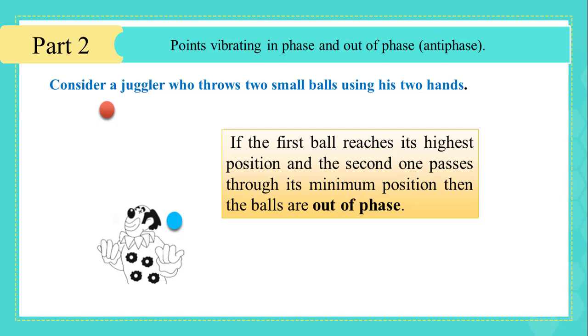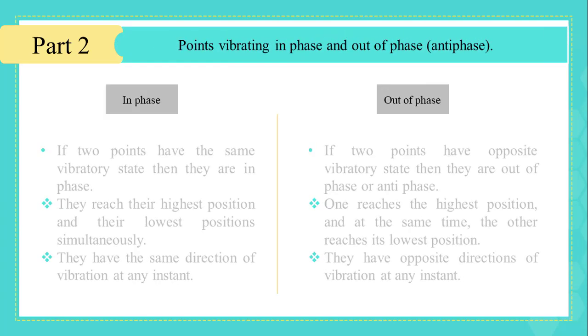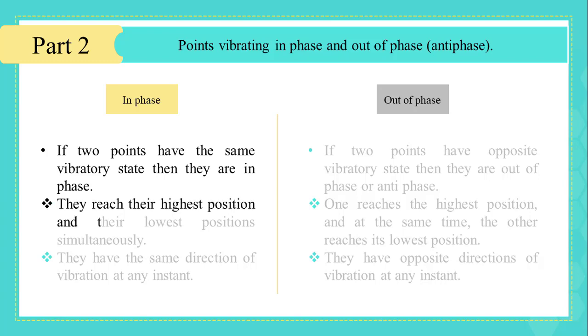The motion of these balls is very similar to points vibrating in a certain medium due to a disturbance. So now let's define points vibrating in phase and out of phase. What are in-phase points? If 2 points have the same vibratory state, then they are in phase. They reach their highest position and their lowest position simultaneously, and they have the same direction of vibration at any instant. What about out of phase?